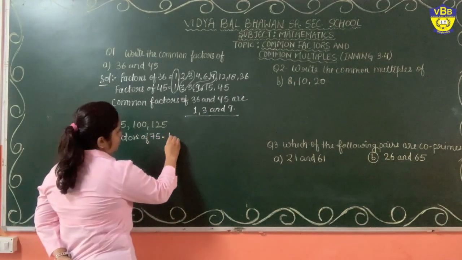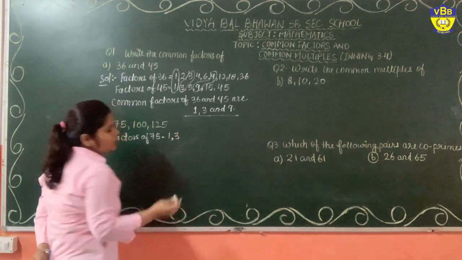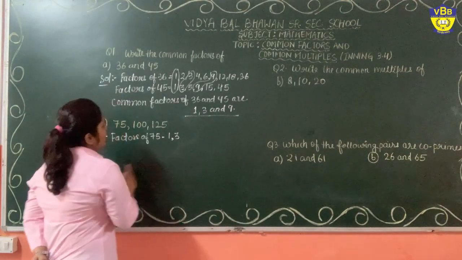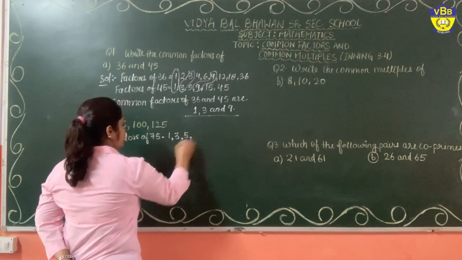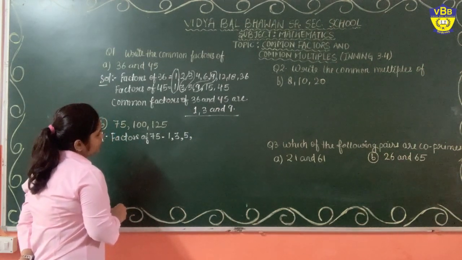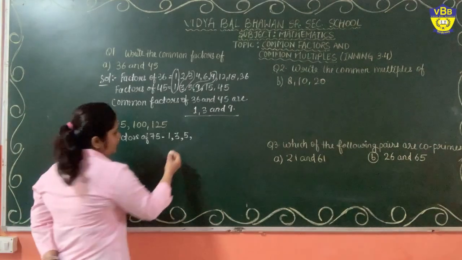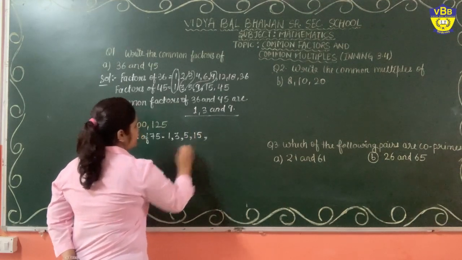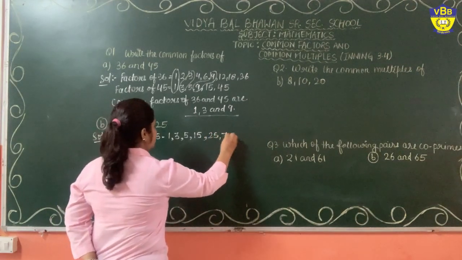It comes in the table of 1 and then in the table of 3. It does not come in the table of 2 because it is an odd number. After that it comes in the table of 5. Then it comes in the table of 15. Then it comes in the table of 25. And then the last one is 75.